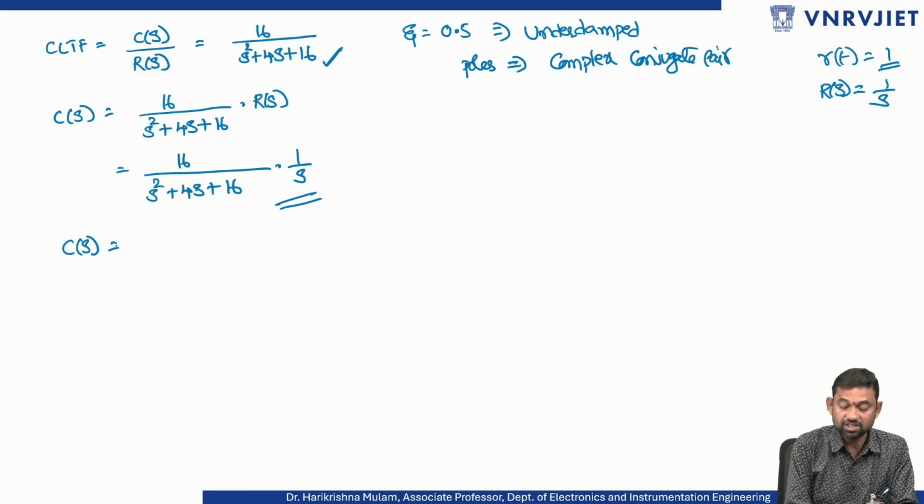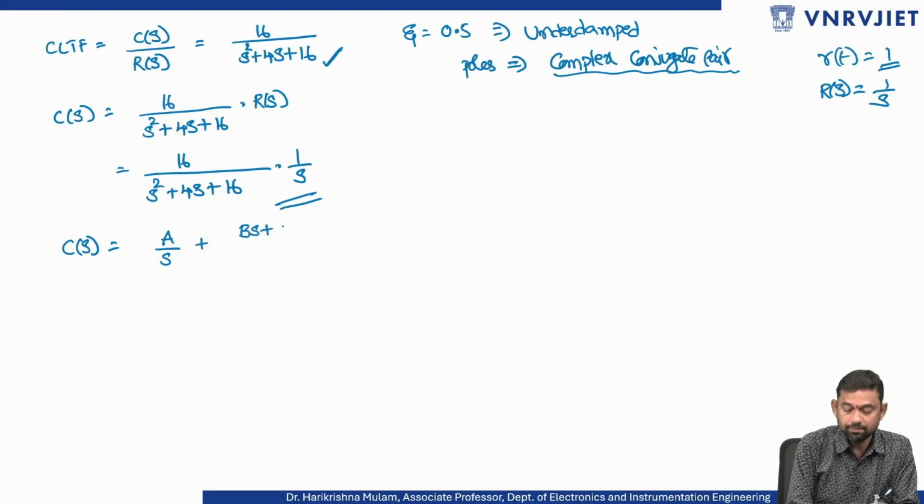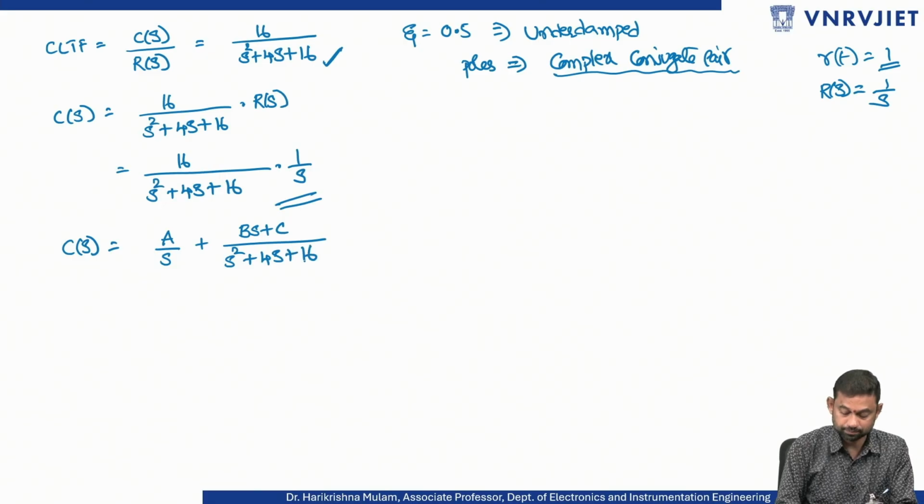Because of this complex conjugate pair of poles, the partial fractions for this expression are written as A by S plus BS plus C divided by S square plus 4S plus 16. So the residues A, B, C should be found.